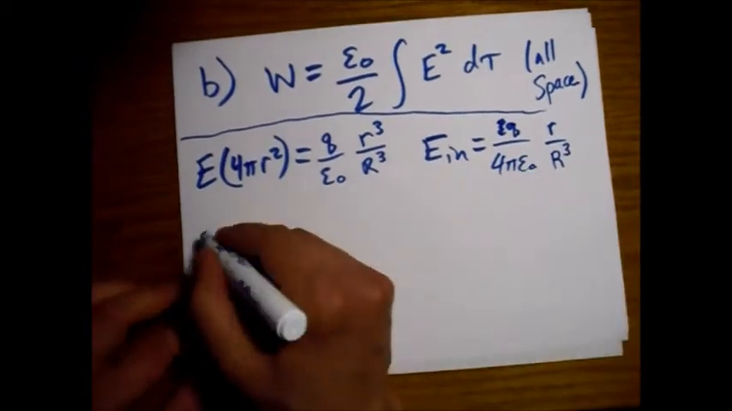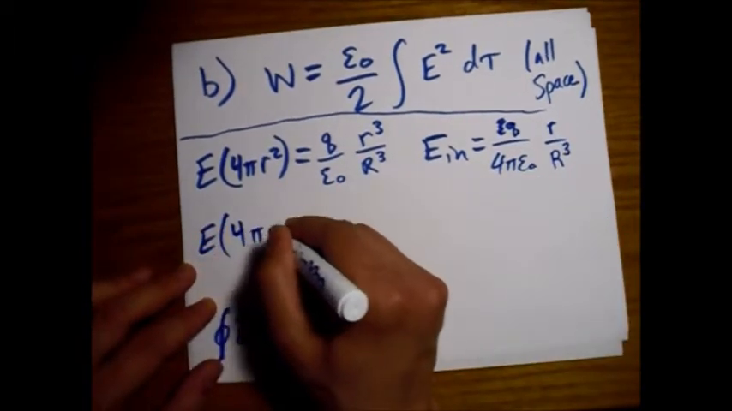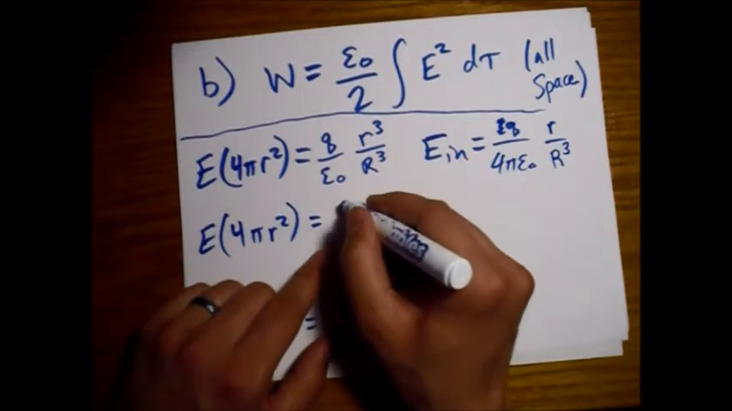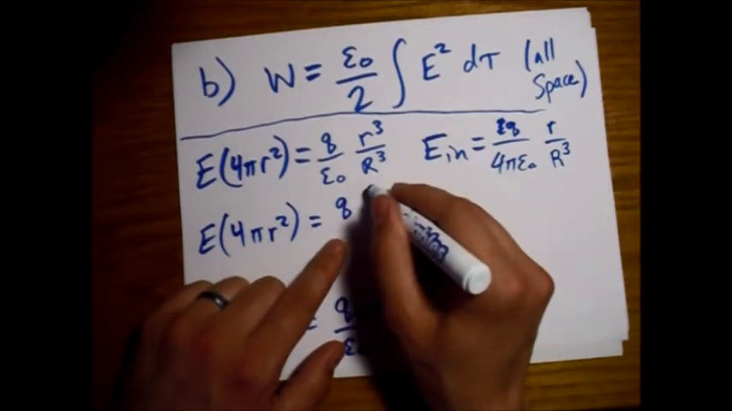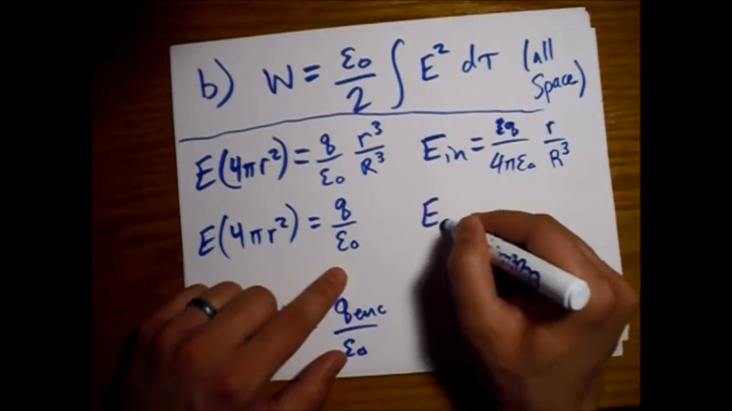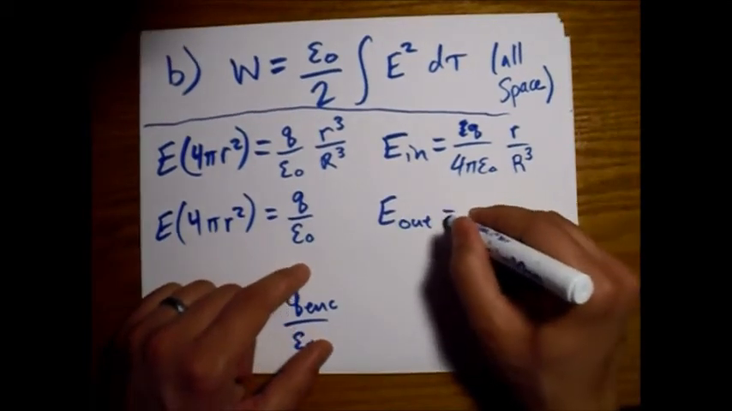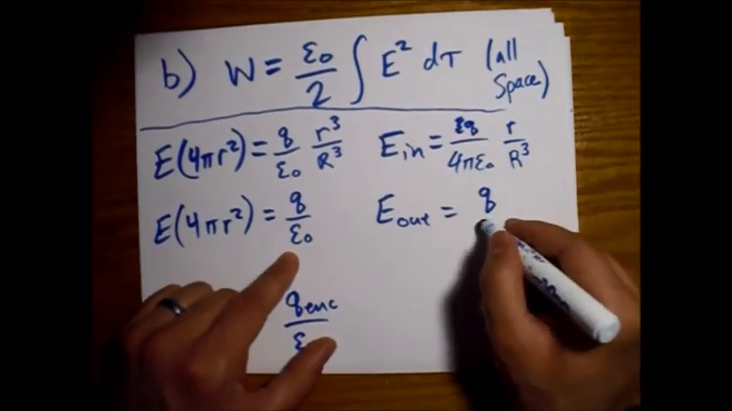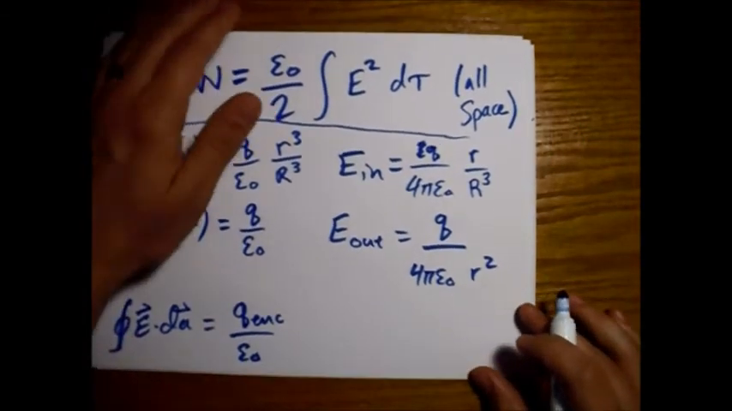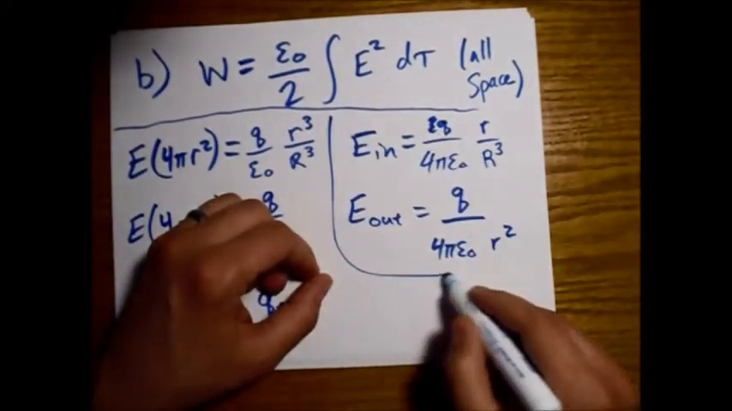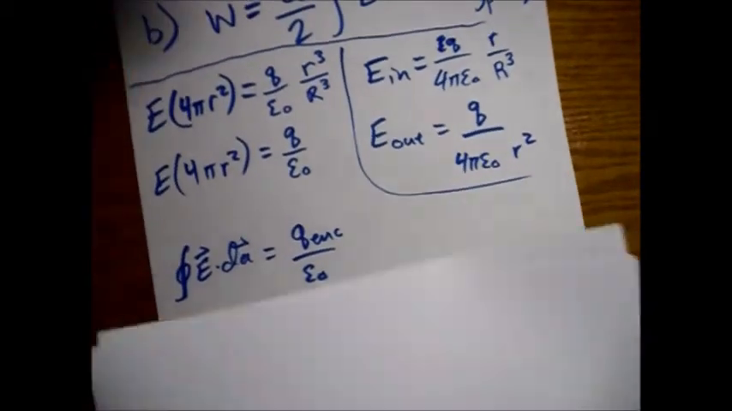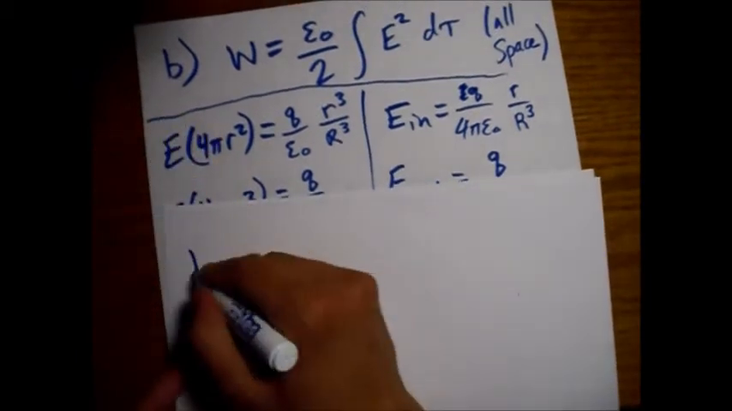All right, for outside, we get, but this time all the charge is enclosed. All right. So outside, q, right, 4 pi epsilon naught, and it drops off as 1 over r squared. All right, so a quick review of Gauss's law. All right, but these are the electric field strengths that we're going to be putting into this equation. All right, so we have 2 integrals to do.